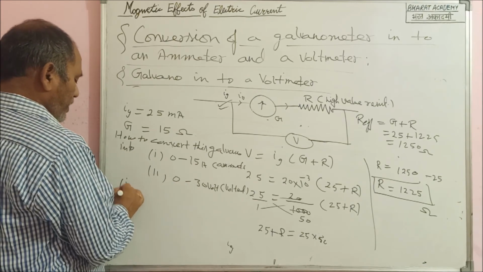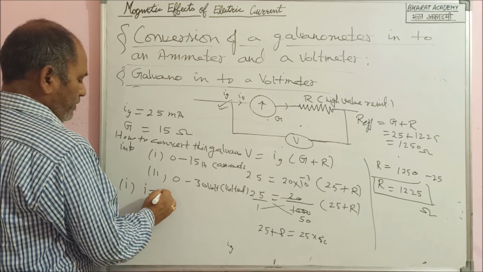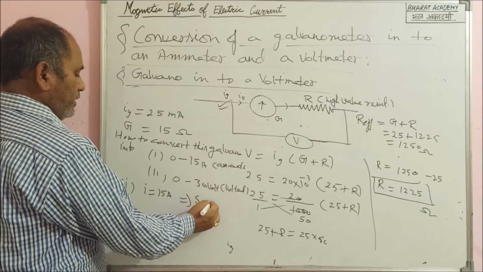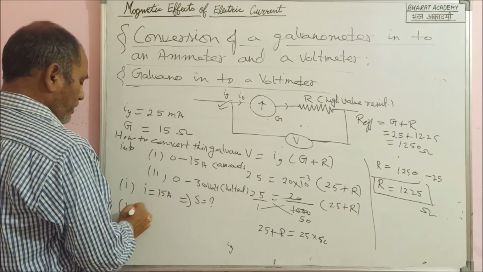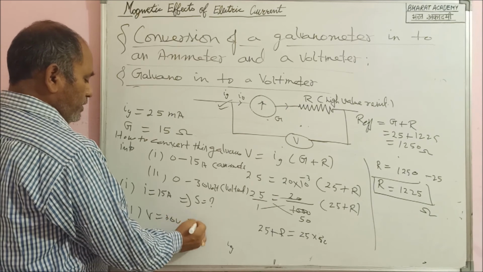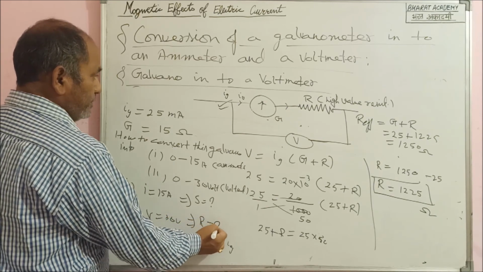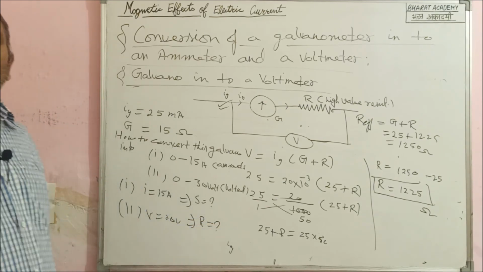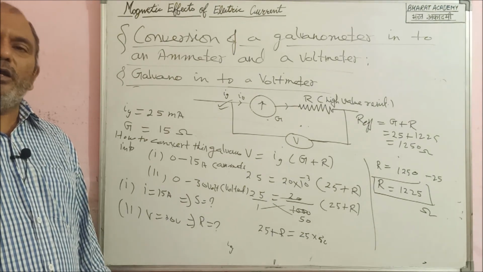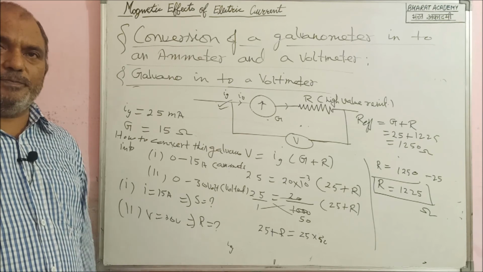In the first part, I will be 15 ampere, and likewise you can calculate S here, do it by yourself. In the second part, V you will take as 30 volt, and R you can calculate. That's how we do it. This is how we convert a galvanometer into a voltmeter or into an ammeter.